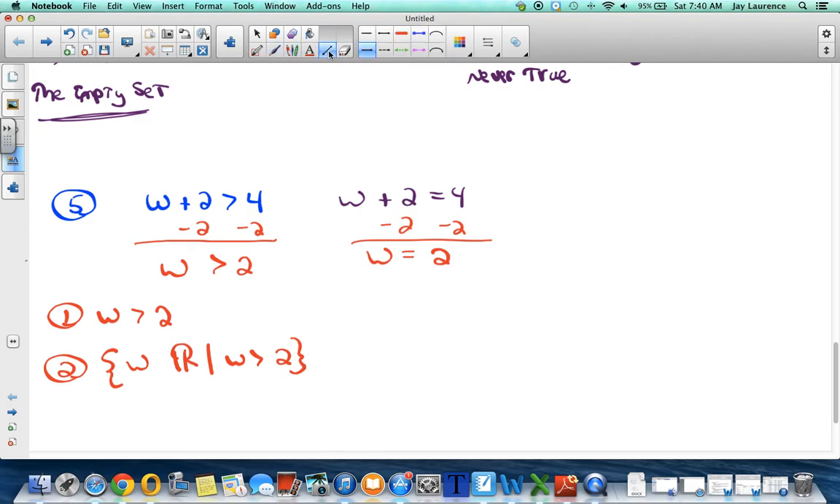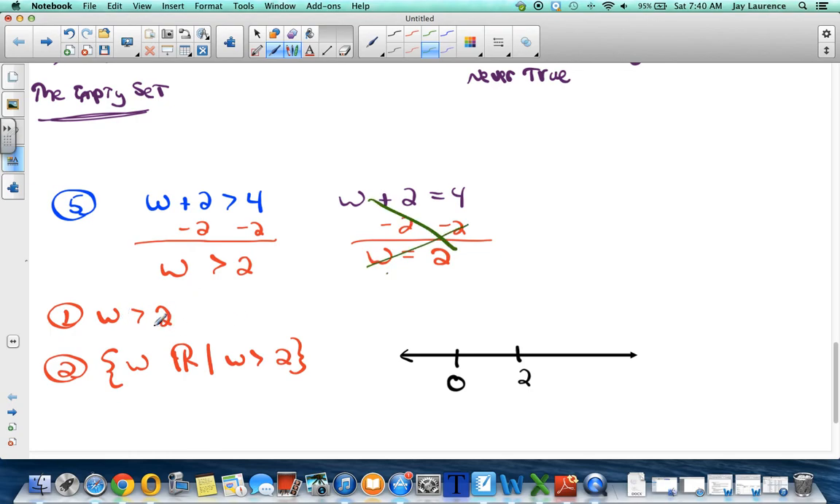Now on a number line, and maybe I'll do it right here. I said I'd model it in class, which I will, but I'll also do it here. On the number line, let me get an arrowhead on that end. Okay, I have to show 2 on there, put 0. Since 2 is not a part of the solution set, how do I know it's not a part? Because it's not equal to. It doesn't say W can be 2. It has W has to be greater than 2.